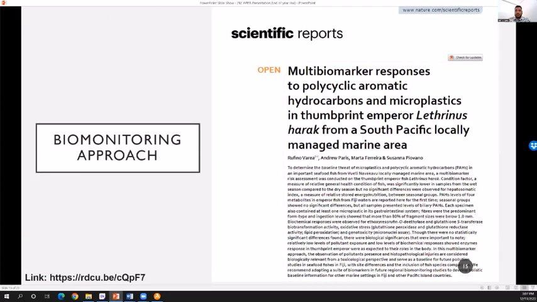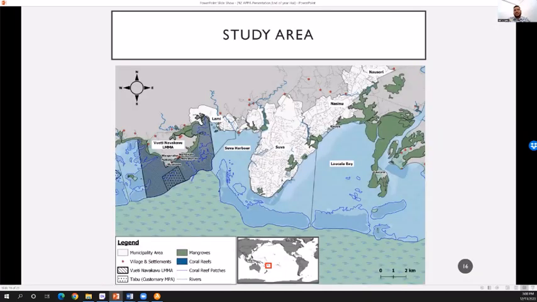Last year, I published a paper that looked at multi-biomarker responses to polycyclic aromatic hydrocarbons and microplastics in the thumbprint emperor from a local coastal community in Fiji that has a long-standing marine protected area. But due to its close proximity to our capital, Suva, there are threats that exist, and because many pollutants are transboundary, we wanted to see their effects on the thumbprint emperor, which we identified as a sentinel marine species. The marine protected area is a customary area that was established through the efforts of the community itself, not one that has been gazetted by the government.